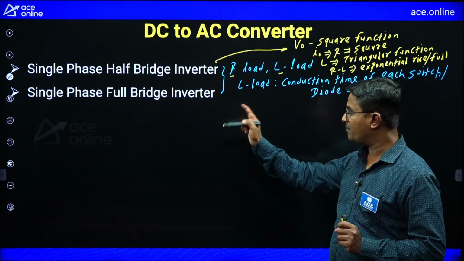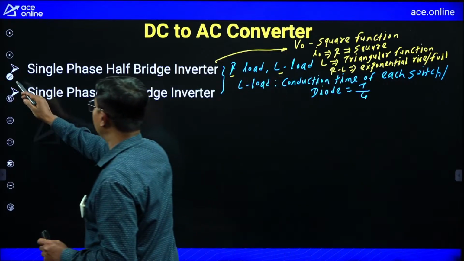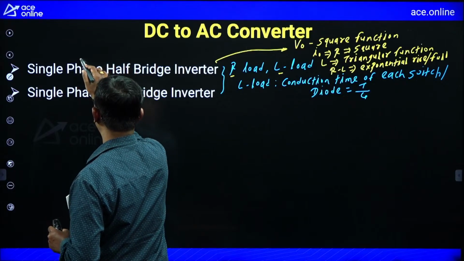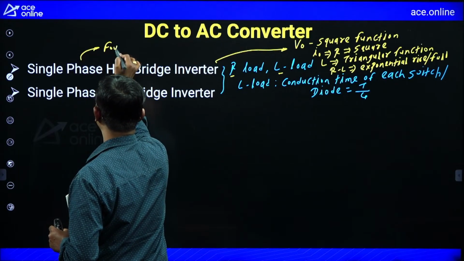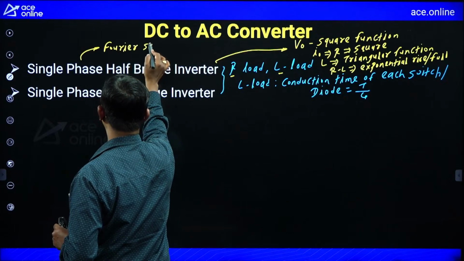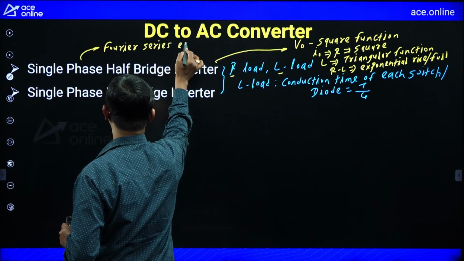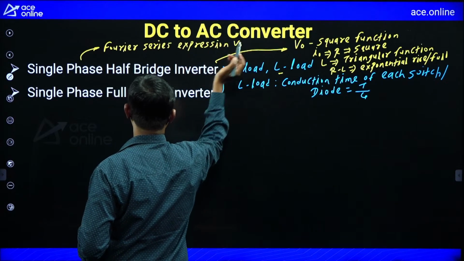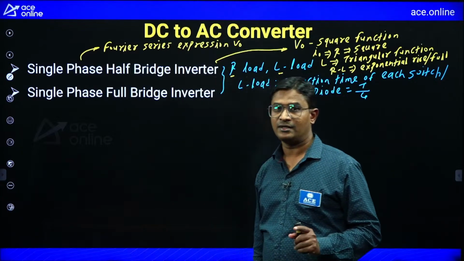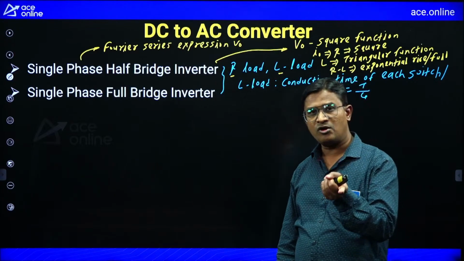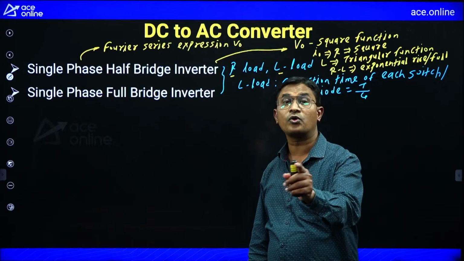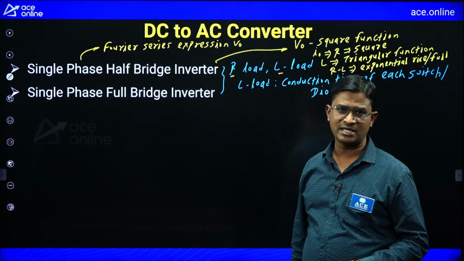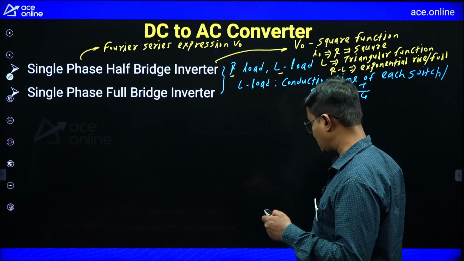Next, in half bridge and full bridge inverter, the Fourier series expression of output voltage. Half bridge as well as full bridge, this expression you are required to memorize. They have asked the question, RMS value of fundamental component of load voltage, that is V01 RMS. So expressions are important. Half bridge and full bridge, Fourier series expression for output voltage.